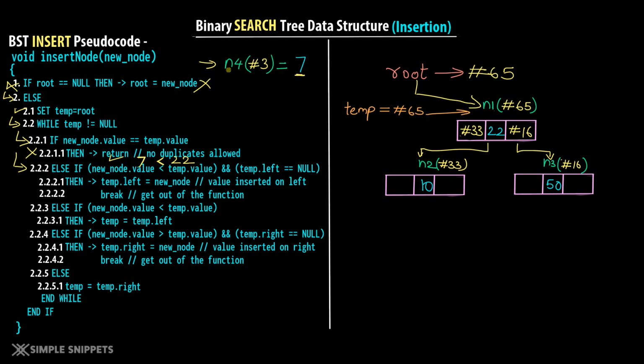However, you cannot insert n4 right below n1 because n1 already has a left child, which is n2, right? So if n2 didn't exist, let's remove n2 and let's make the address null. If n2 didn't exist and you are supposed to add n4, where would n4 go? n4 would be directly assigned over here as the left child of n1, and n4's address, that is hash 3, will be stored over here. Correct? But that is not the case over here.